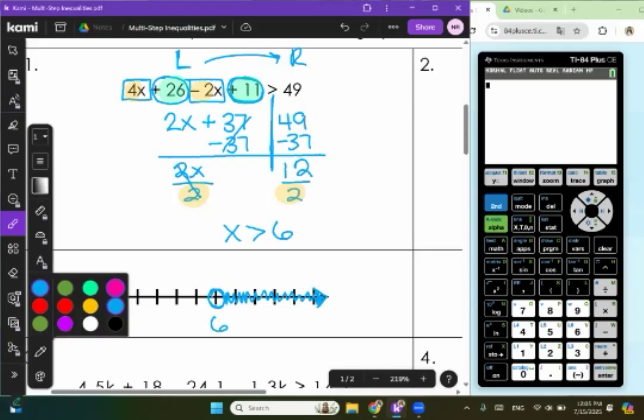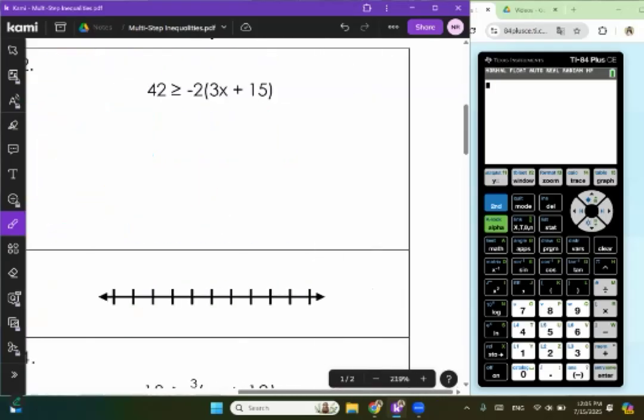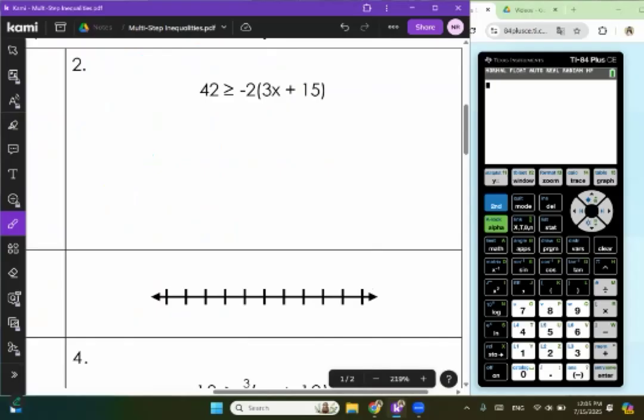Okay, next. Number 2. Our variable is on the right. So we got to move our numbers to the left. This one's going to be a little special. But we do, first off the bat, notice that we have parentheses. So the first step is going to be to distribute. Negative 2 times 3, negative 6x, negative 2 times 15, negative 30.